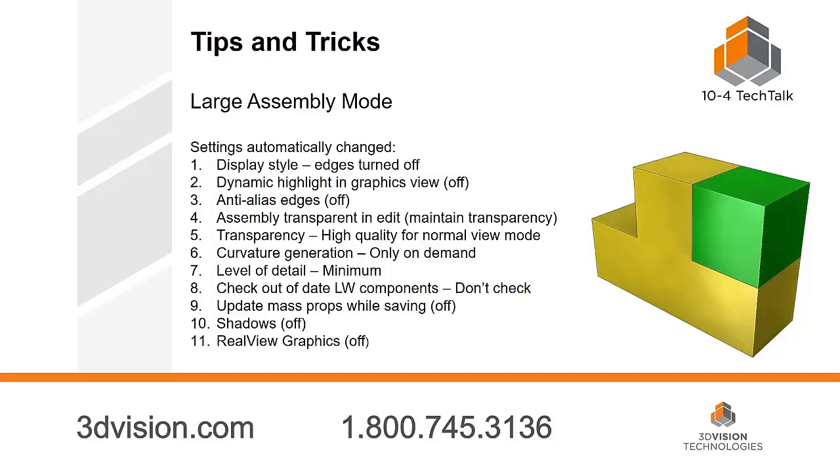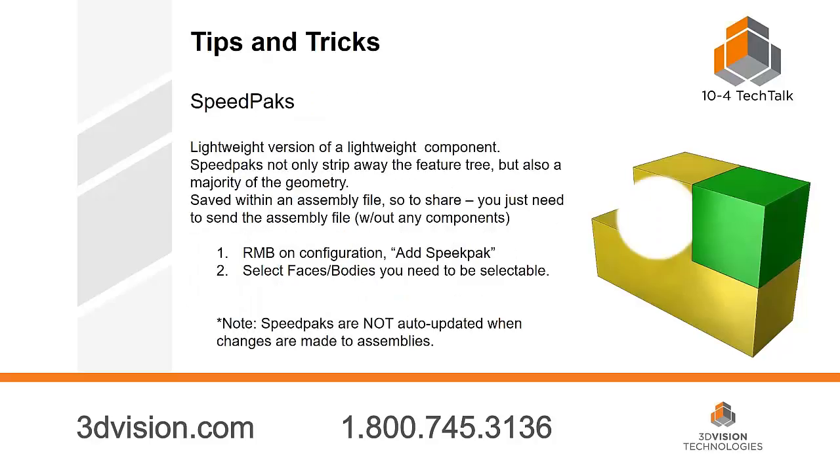Large assembly mode is something that you can turn on or off based on your system preferences. So if you say, whenever I have an assembly that's over 250 components, I want large assembly mode on, then it actually automatically does certain option changes, again, to improve performance of that specific assembly. So here's an example of some of those that automatically get turned on or off based on just having large assembly mode on.